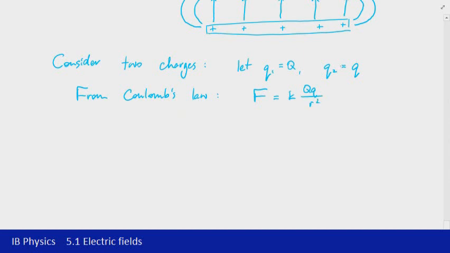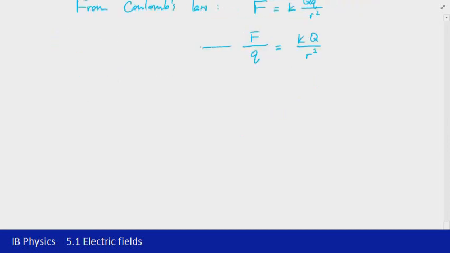Now, if we consider that this charge here, Q2, if we treat that as our small positive test charge, so that q is very small, what we can then do is divide by that value of q. So F over q is then equal to KQ on r squared. Now that idea of F over q, that is the force per unit charge. So the force per unit charge around charge capital Q, and that, in other words, is known as the electric field strength.